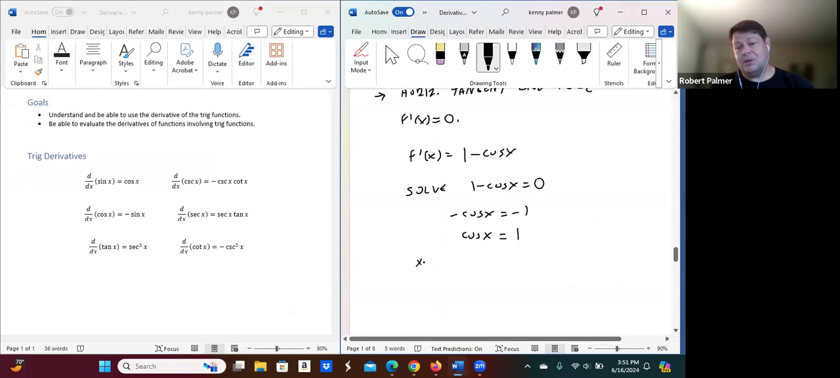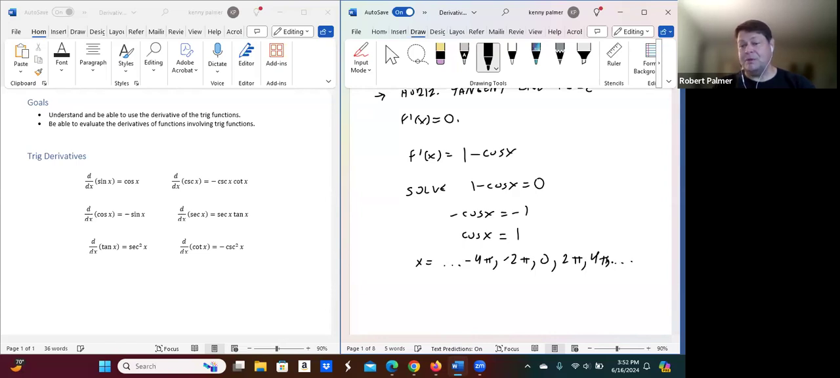So x equals, if we think about it, it's going to be like, let's do this dot, dot, dot. So -4 pi, -2 pi, 0, 2 pi, 4 pi. Remember, the dot, dot, dot just means this continues forever. Out this way, it goes 6 pi, 8 pi, 10 pi, and over here, negative 6 pi, and so forth. Now, is there a better way to write that?